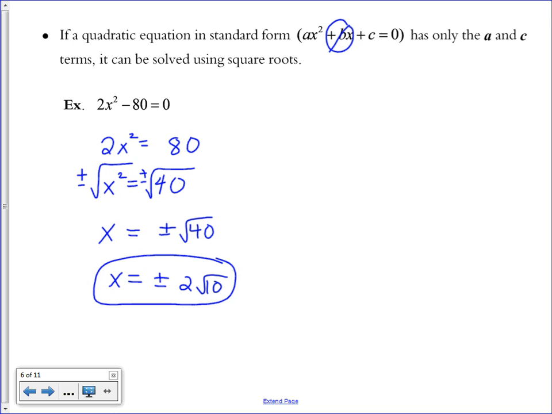This is actually two answers, just like we practiced with quadratic equations when we were factoring. We were always looking for two answers. Here, one is positive and one is negative, and I'm not going to make you separate them and write it twice, like once with a positive 2 root 10 and once with a negative 2 root 10. You can simply leave the plus or minus sign, and that encompasses both answers.